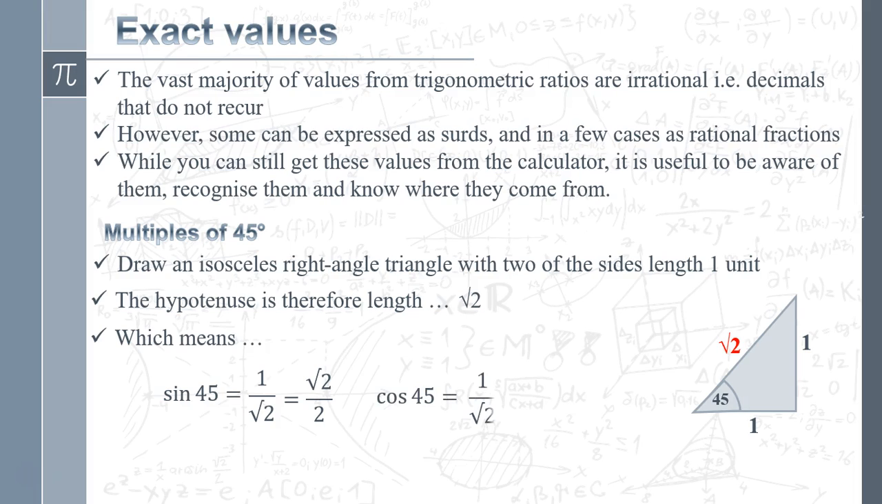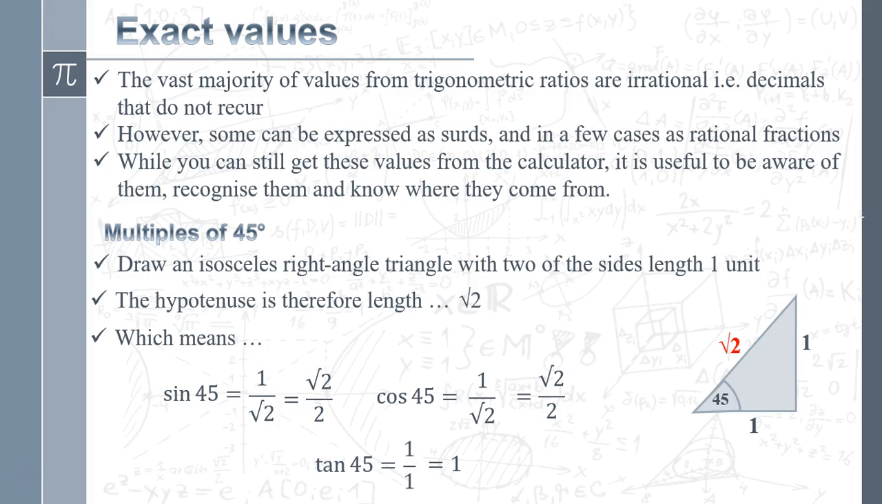As it turns out, cos 45 is exactly the same thing, because we've got adjacent over hypotenuse, so that's root 2 over 2 as well. And then tan 45 is an even easier one. Tan 45 clearly is going to be 1, because in that isosceles triangle, the opposite and the adjacent sides are the same length. So tan of 45 is 1.